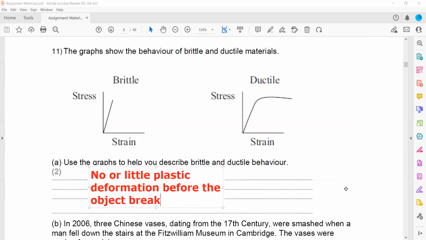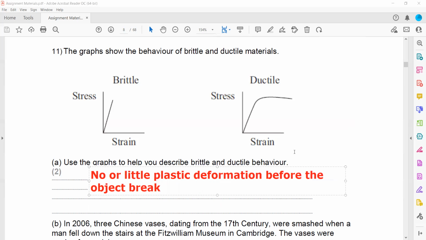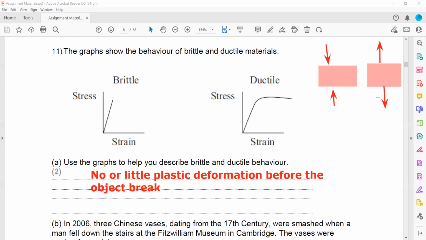But ductile, and one more thing, what is the difference between malleable and ductile? Malleable means it can deform under compression, and ductile means it can deform under stretching force. Like if there's a metal and we apply a force and it deforms under compression, we say it is malleable. But if we apply a force to stretch the metal, we say this object is ductile because it deforms under stretching. So deform under compression, malleable.